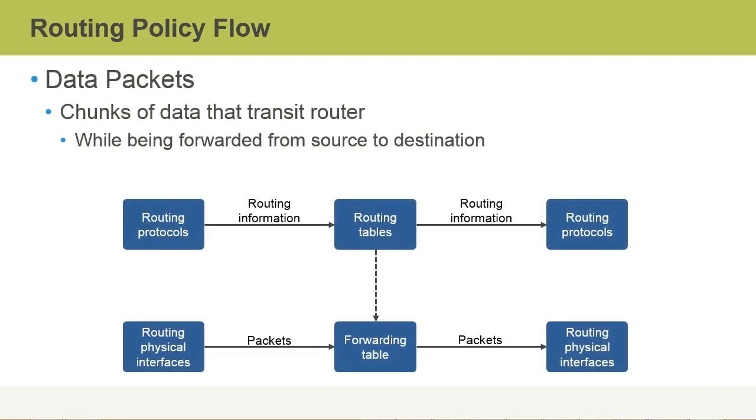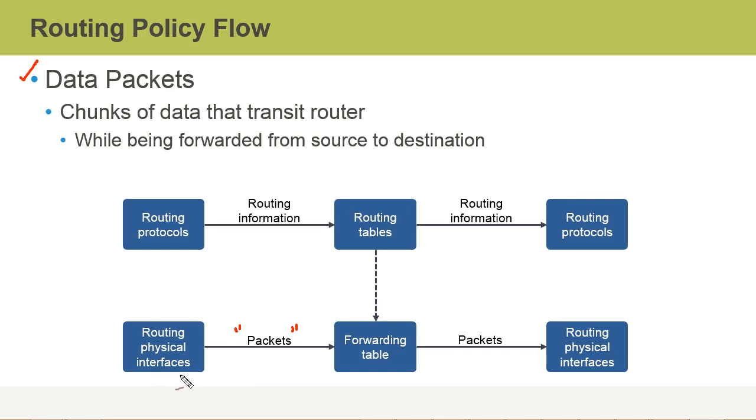Another type of information that flows into your router is what we call data packets. A data packet is just a piece of information that's traveling on the network. It's not routing information, so it's not designed to populate your routing tables with information. These are just regular data packets on the network that are being routed around from one router to another router.